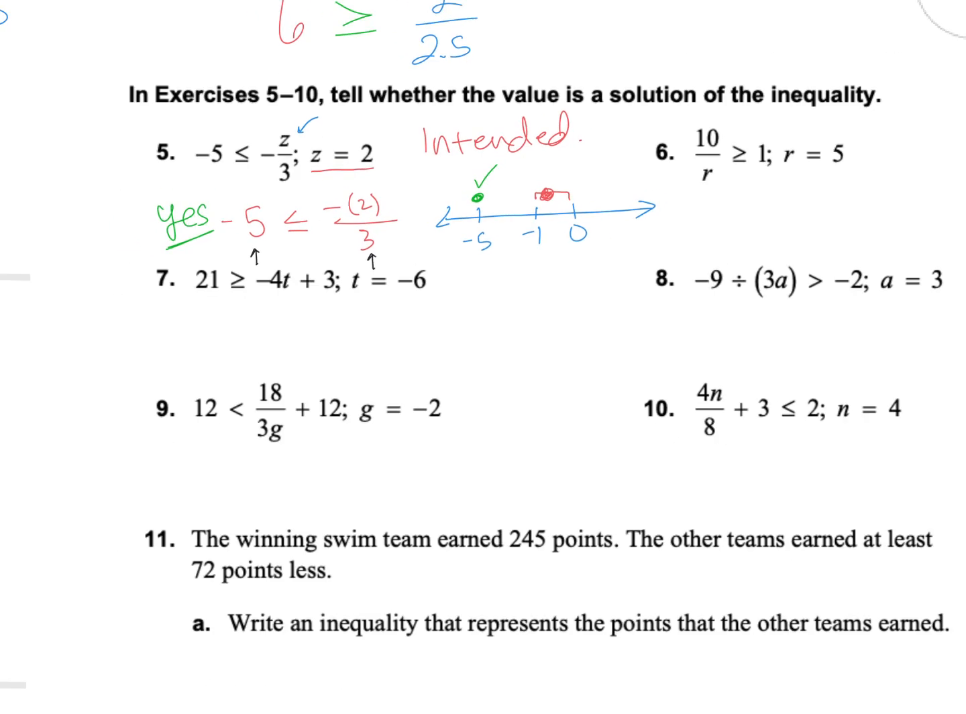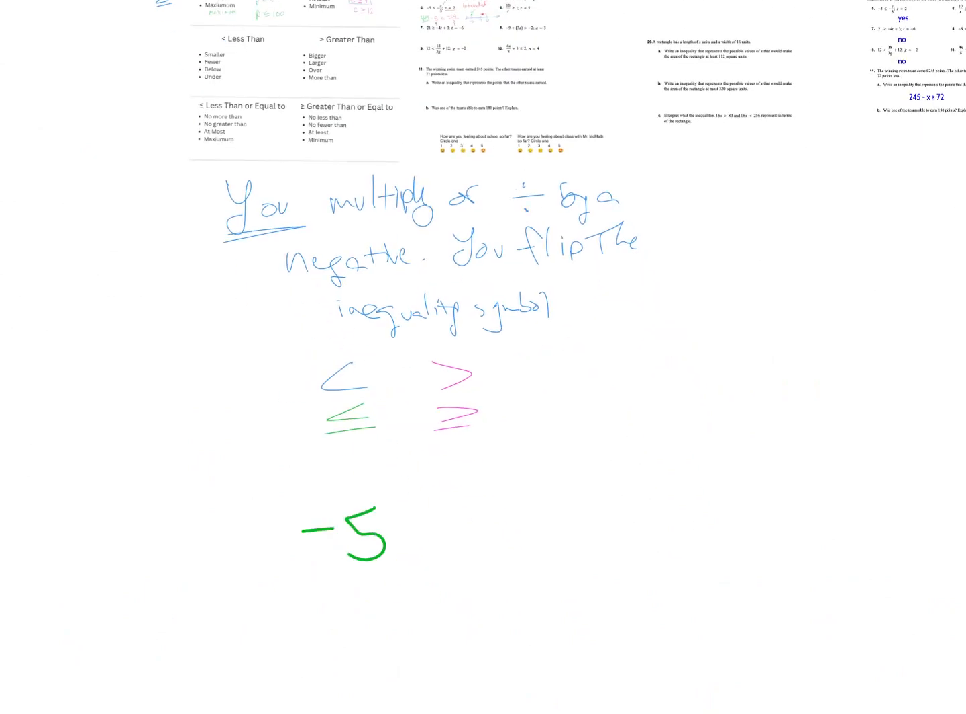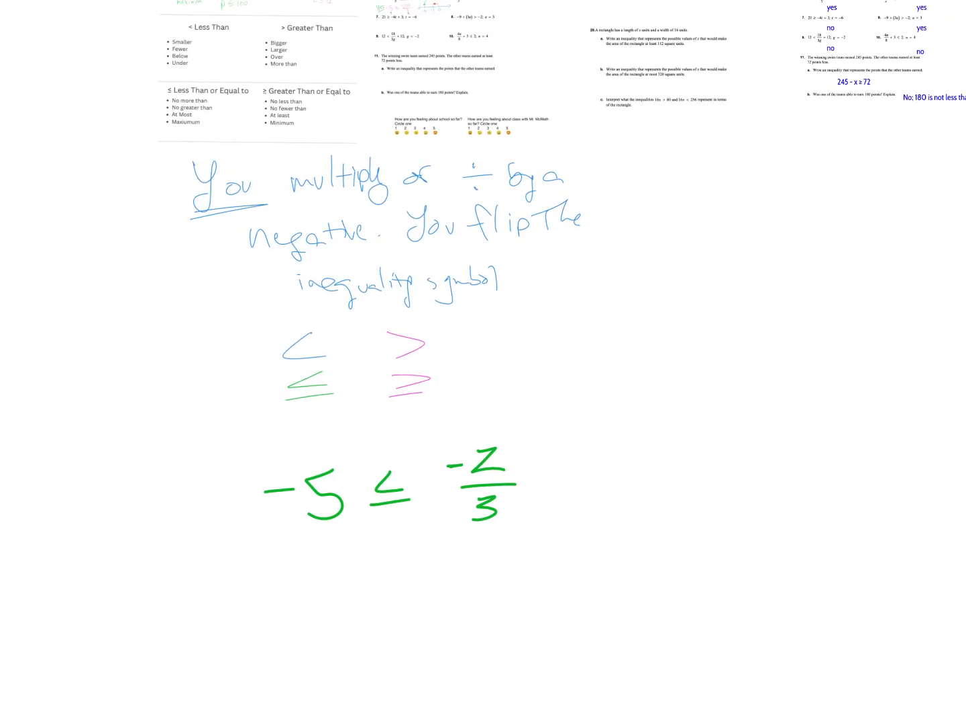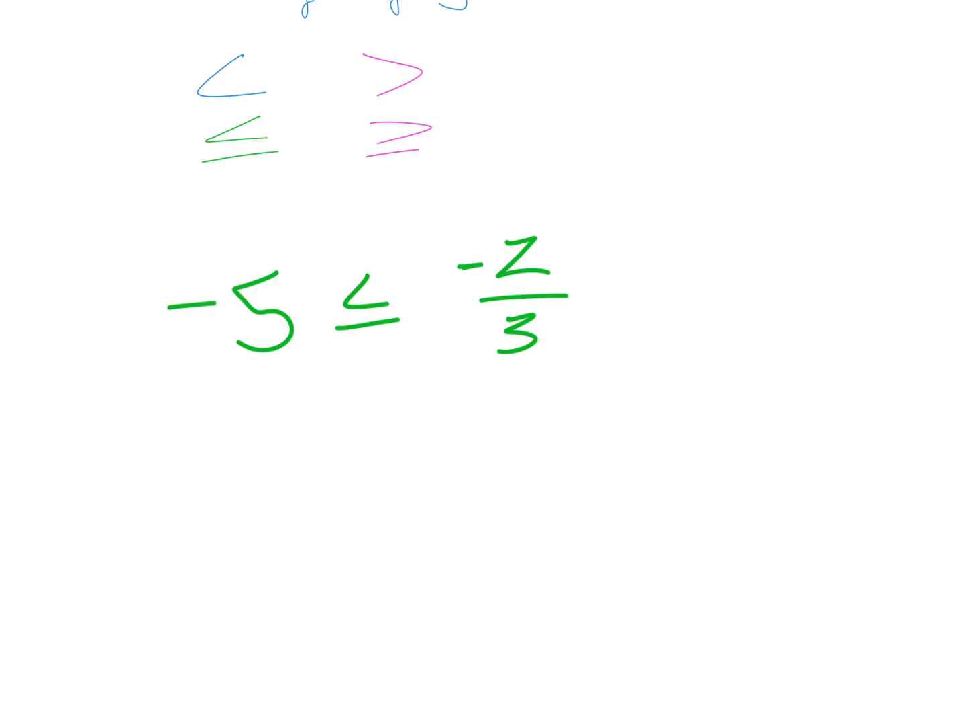We nailed it. But now, here's what I'm going to do. I want to go down here. -5 is less than or equal to -z/3. We want to solve this. Like, you know what? I want to know exactly what number, like how this would go on a number line. So here's what I'm going to do. I'm going to solve it.